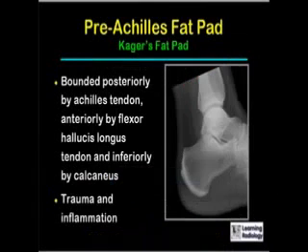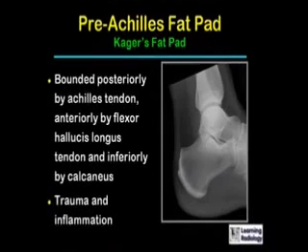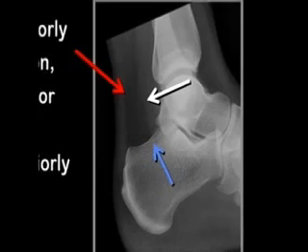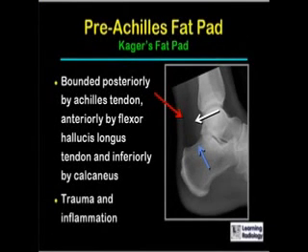The pre-Achilles fat pad, which is sometimes called Kager's fat pad, is bounded posteriorly by the Achilles tendon, anteriorly by the flexor hallucis longus tendon, and inferiorly by the calcaneus. It can become infiltrated or obliterated with trauma or inflammation.